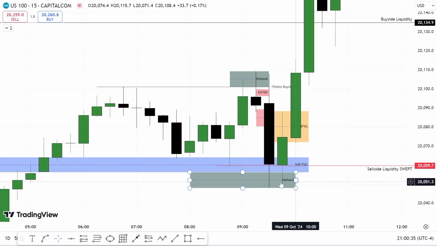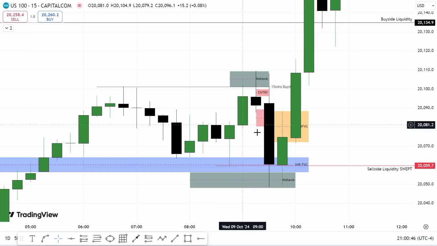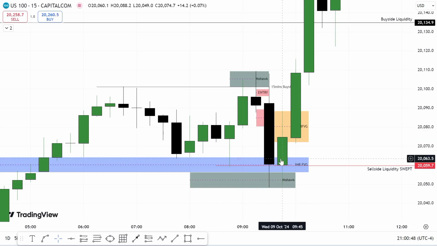So this is a Mohawk. You can also classify this as a turtle soup because it has taken out the sell side, and you see how the body of the candlestick remains above that sell side liquidity. Same case here. So you can trust it to go higher because of this kind of behavior right here.